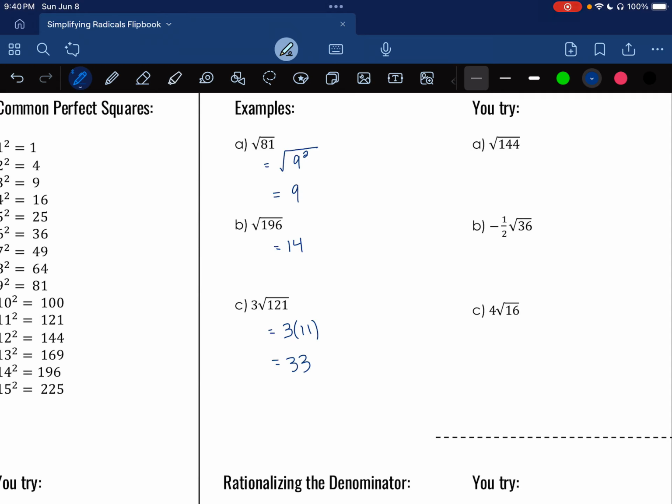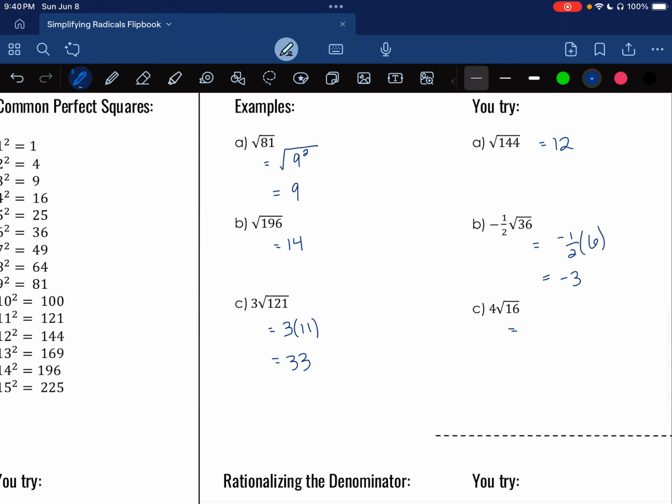All right, so the square root of 144 is 12. The square root of 36 is 6, but it's getting multiplied by this negative 1/2. So my answer there is going to be negative 3. And here we're taking 4 times the square root of 16, which is 4. So we'll get 16.